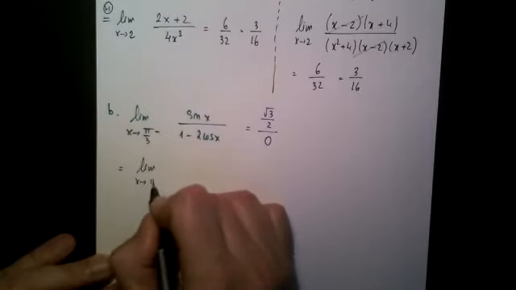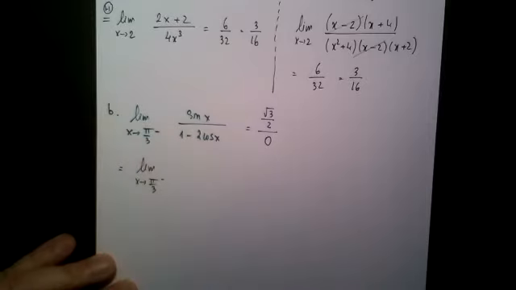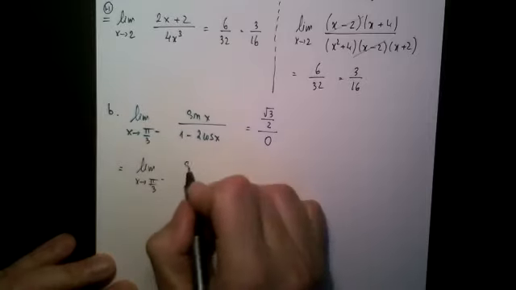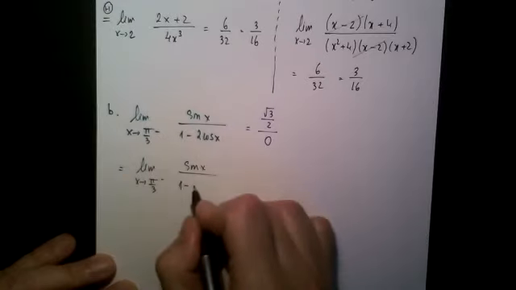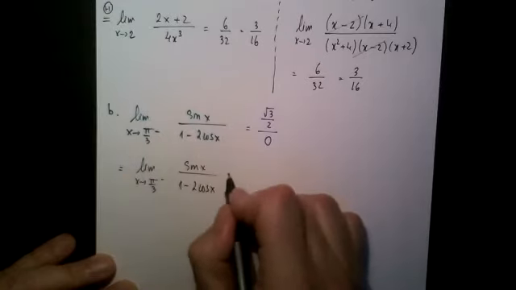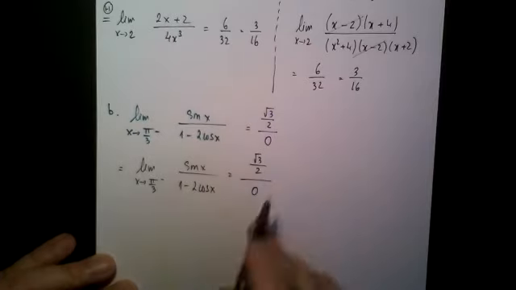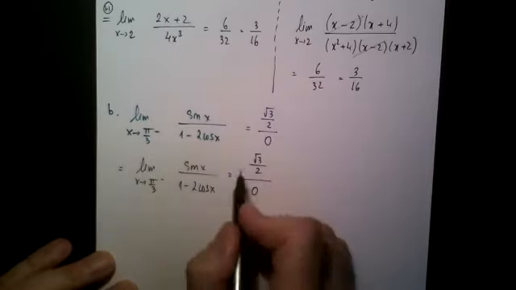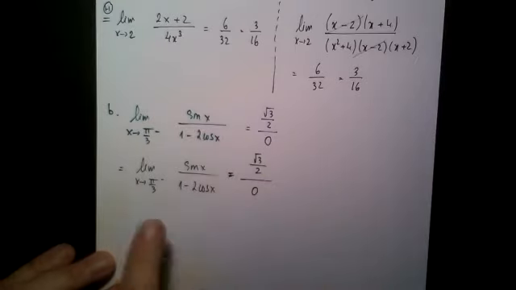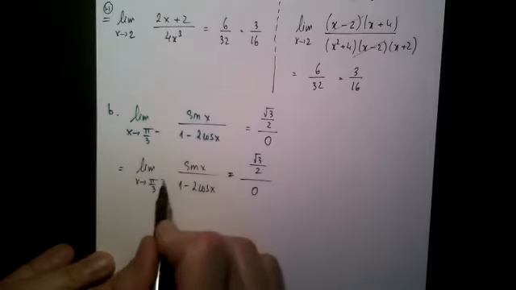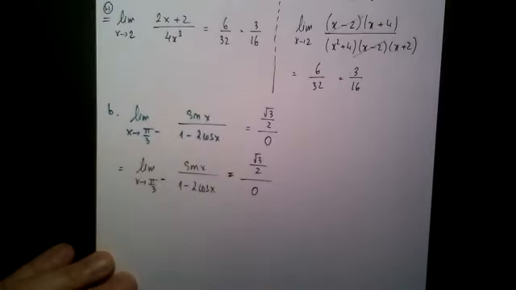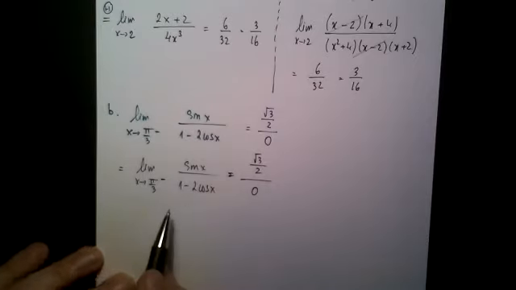Limit as x approaches pi over 3 from the left, sine x over 1 minus 2 cos x. So the top, there's no problem. It's root 3 over 2. And the bottom, so let's analyze the bottom now. It's telling me that x is pi over 3 from the left, which means that it's just a little bit less than pi over 3.